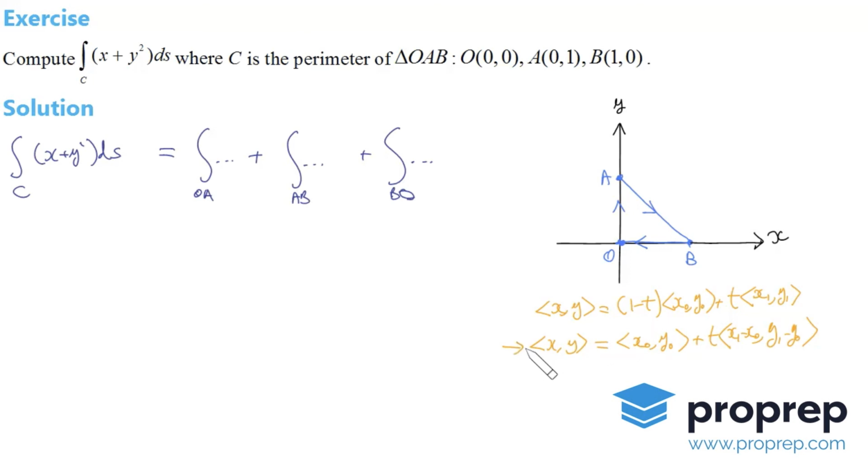So I can now parameterize each of them. I forgot to add that in each of these cases, t goes from 0 to 1.